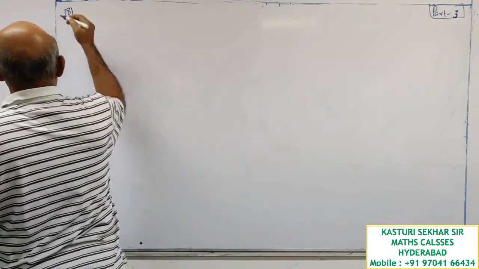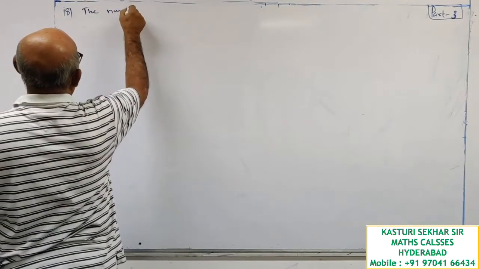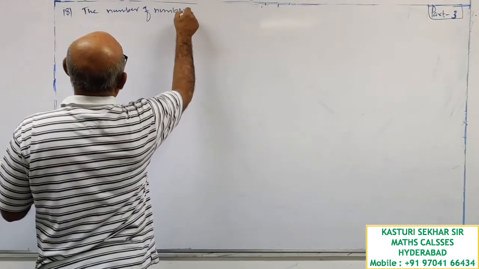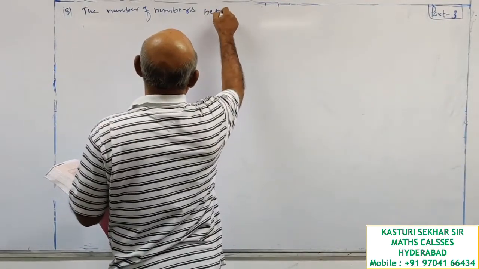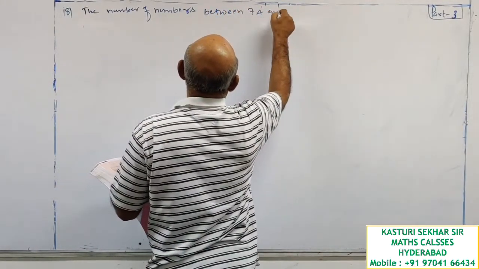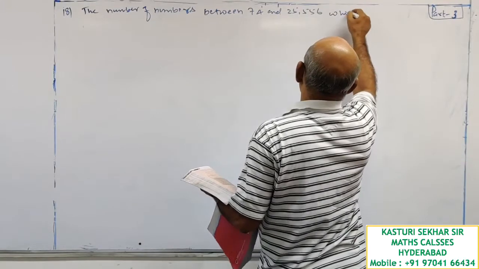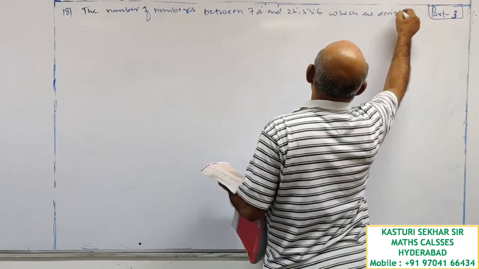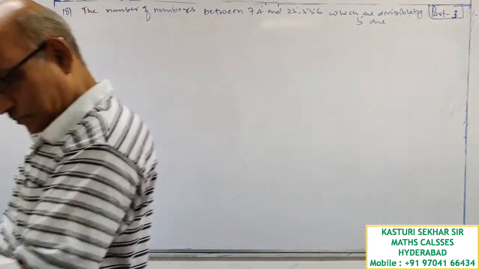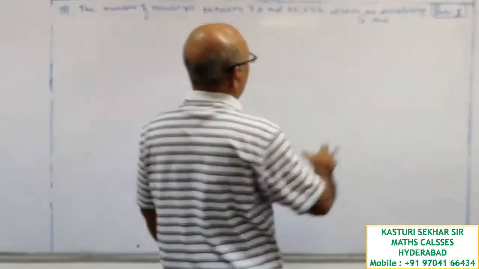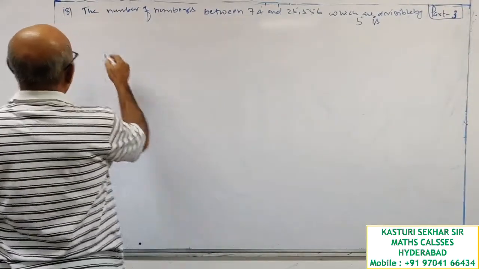Look at the 18th question. The number of numbers between 74 and 25,556 which are divisible by 5 is, the number of numbers we have to calculate. Now look at the solution part, sir.